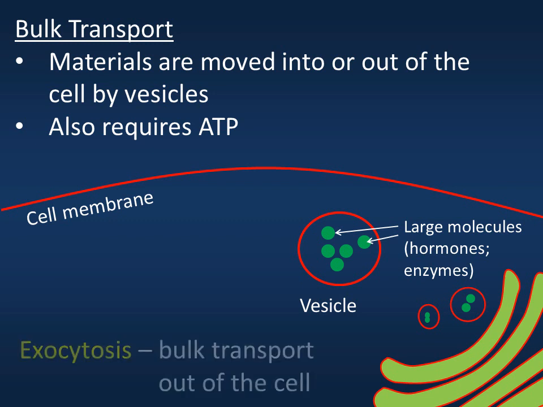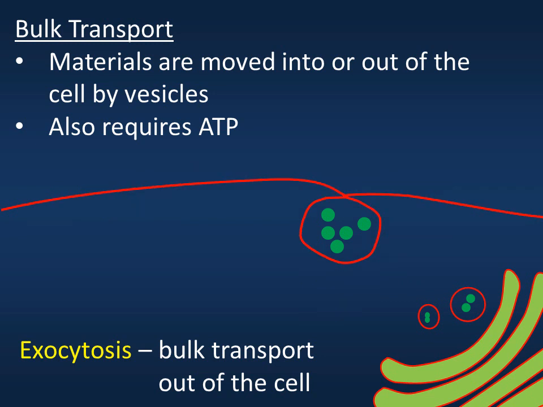So in this form of bulk transport, we call exocytosis, the cell is moving materials out of the cell, thus the exo prefix on the word. So what I want you to see is how the plasma membrane of the vesicle itself merges with the plasma membrane of the cell membrane in order to dump those particles out.